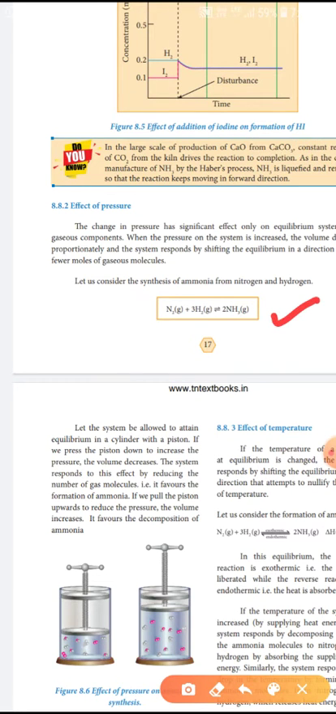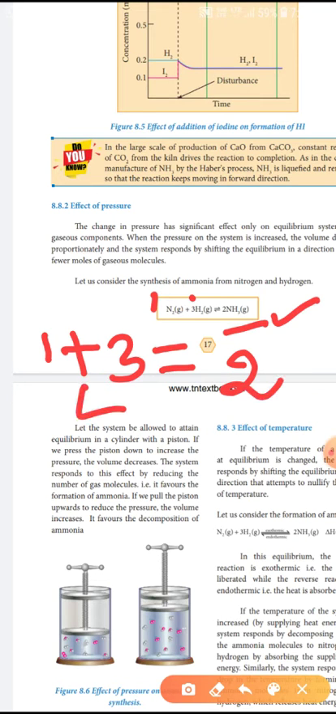See this equation, where the number of moles of reactants and products is different. Nitrogen, number of moles 1, plus hydrogen, number of moles 3, gives product ammonia, 2. That means 4 moles in the reactant and 2 moles in the product. So the pressure will change the equilibrium.